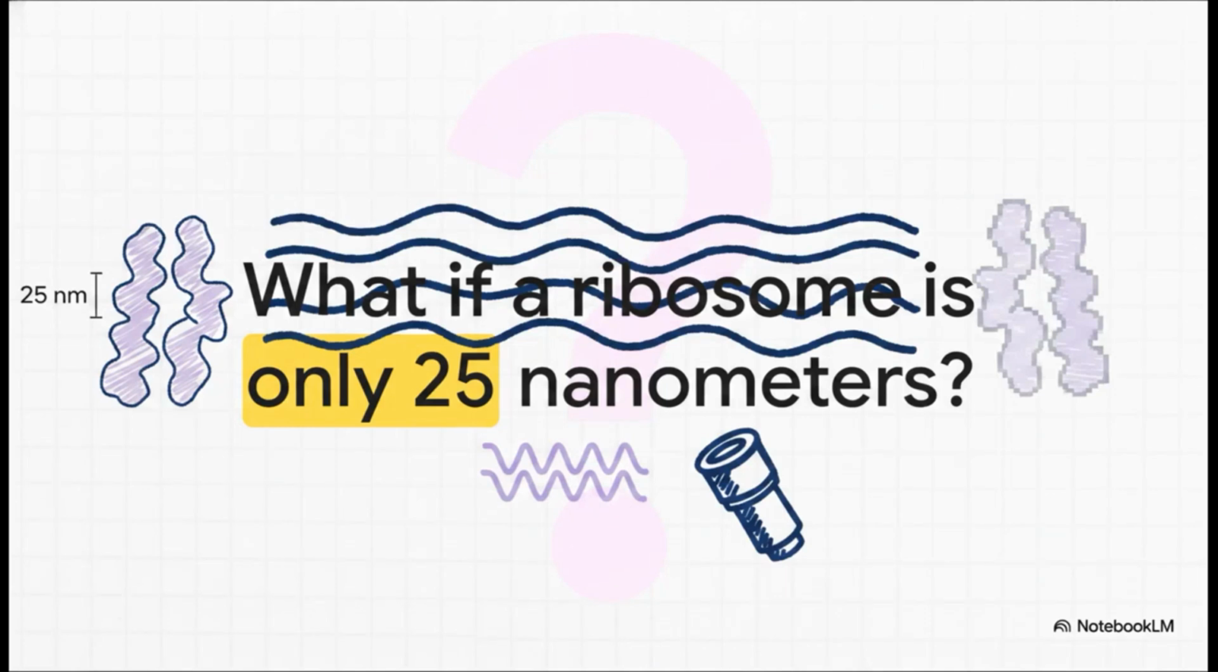So this forces a really critical question. What if an object we desperately need to study, like a ribosome, the tiny protein factories in our cells, is only 25 nanometers wide? This is a total mathematical paradox. 25 nanometers is way, way smaller than half the wavelength of even the tightest violet light. If we try to bounce visible light off a 25 nanometer ribosome, the light wave essentially just washes right over it. The information is completely lost.